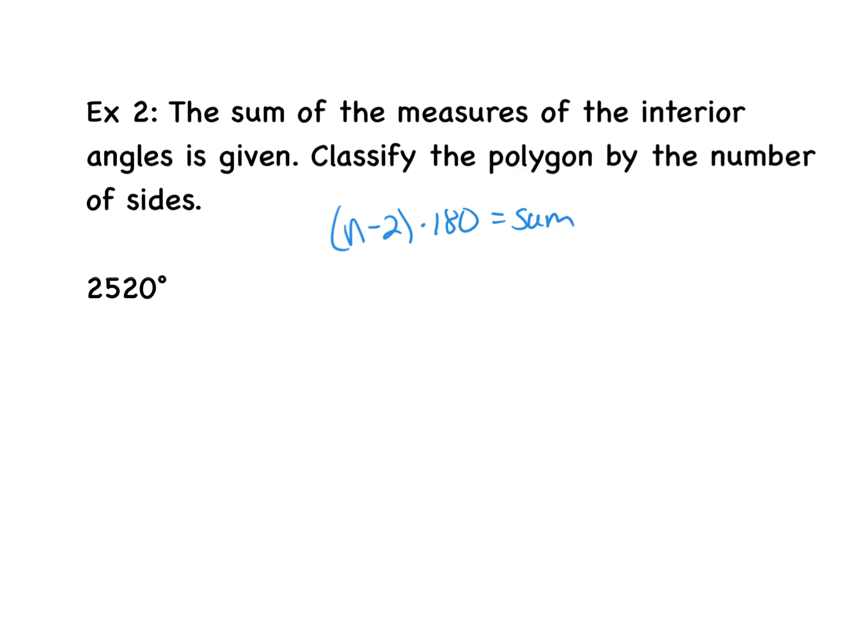But do we know the sum? Do we know the n? No. So you can, if you want to, plug in x, but it's already a variable. So I'm going to leave it as just n. But if you like to solve for x better than n, you plug in whatever letter you want. But I'm just going to leave it as n minus 2 times 180. Do we know the sum, though? What is the sum? 2,520. Okay? So now what we do is we solve for n. So make note of that. Once you get here, you're going to solve for n.